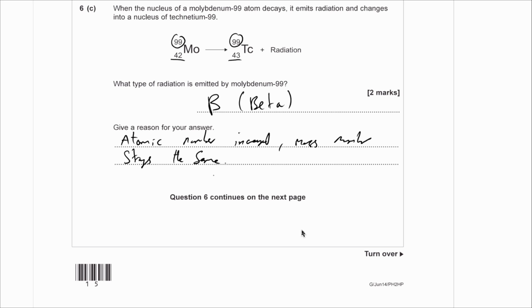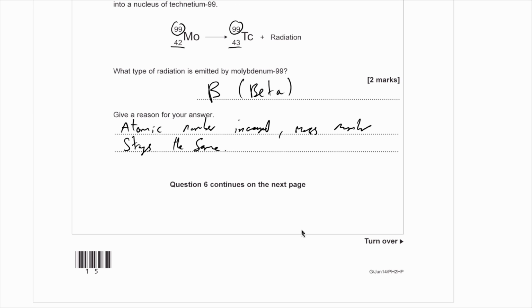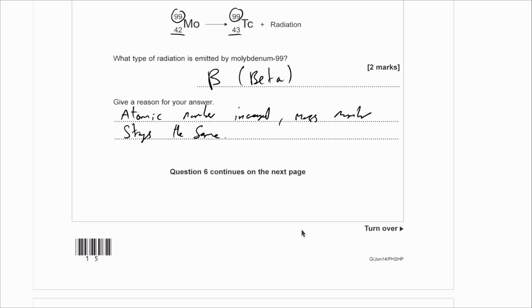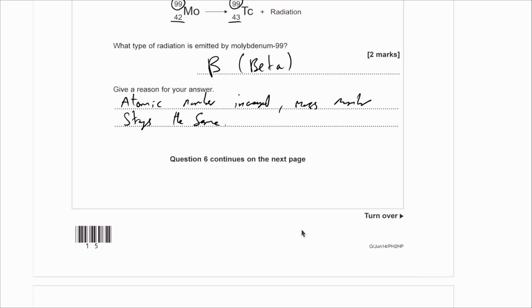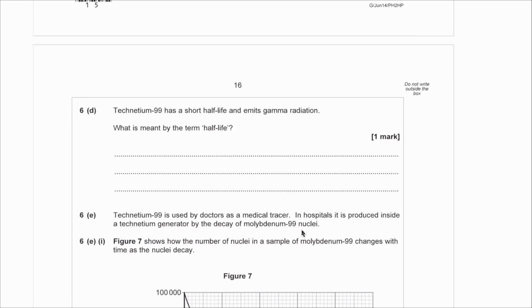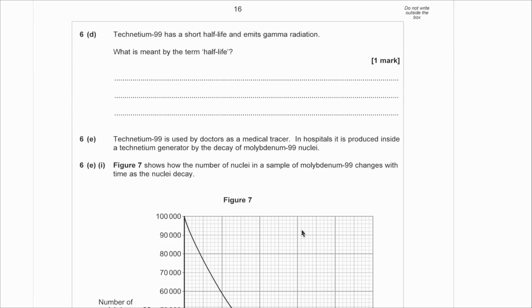neutron is basically converted into a proton and an electron, right? So the neutron changes into a proton, but because they have the same mass, it means the mass number stays the same. An electron is emitted, but electrons are so light that they're not included in the mass number. And that's how we know. So we could have written that as well. We could have said that beta emission is when a neutron is converted to a proton and an electron, and that would have gotten us the mark as well.